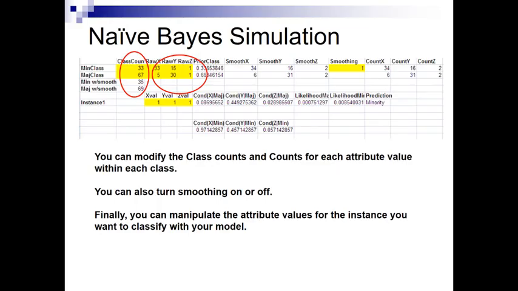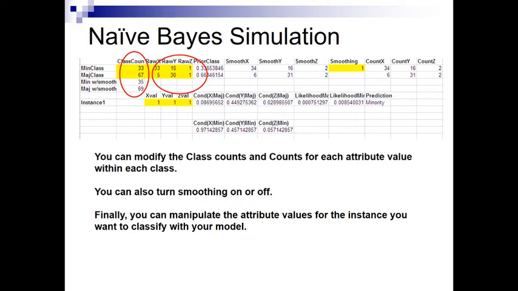Now, you can play around with naive Bayes using a simulation I put together for you in Excel, which you can find on Canvas. And this is a really simple simulation. Basically, it's for a binary prediction task, so you've got true or false as the outcomes. Well, you've got two classes. We'll just call them the minority class and the majority class.